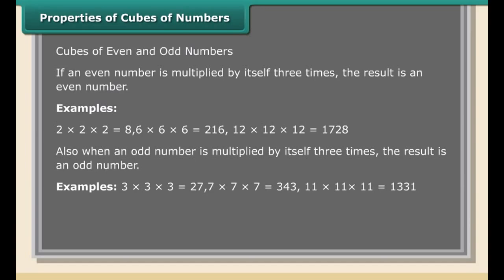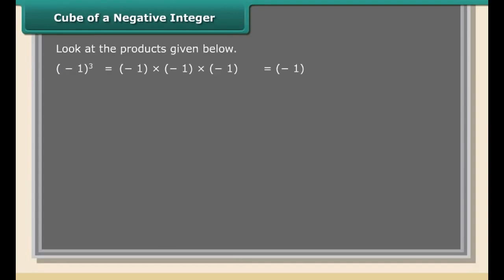Properties of cubes of numbers. Cubes of even and odd numbers. If an even number is multiplied by itself 3 times, the result is an even number. Examples: 2 into 2 into 2 is equal to 8. 6 into 6 into 6 is equal to 216. 12 into 12 into 12 is equal to 1728.